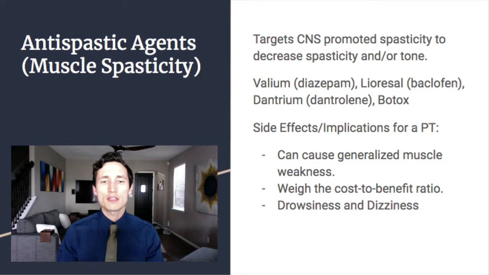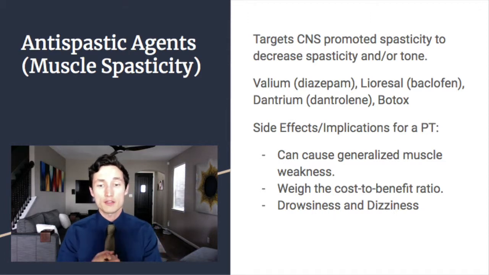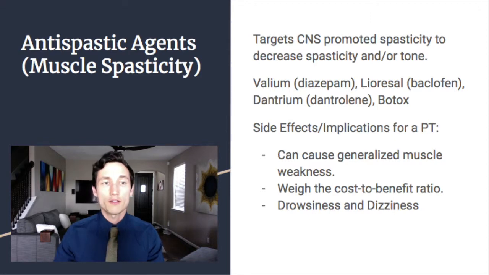Focus on the drowsiness or dizziness if it's pretty impactful. If not, no worries. But these are just considerations and conversations you as a physical therapist should have with the patients, the parents, the caregivers if they have any, and of course the physician.